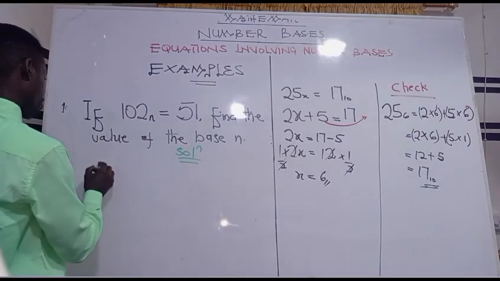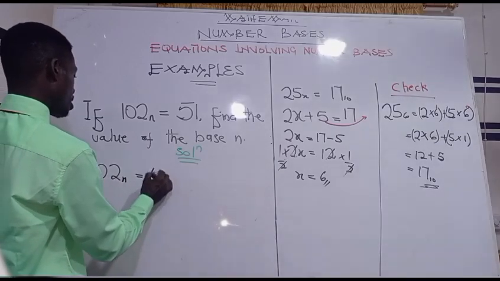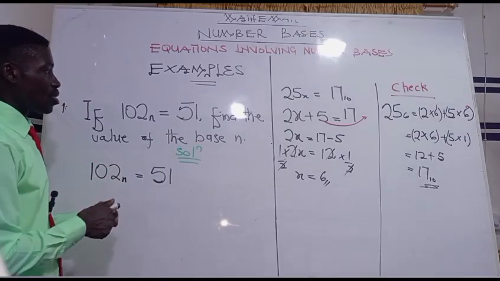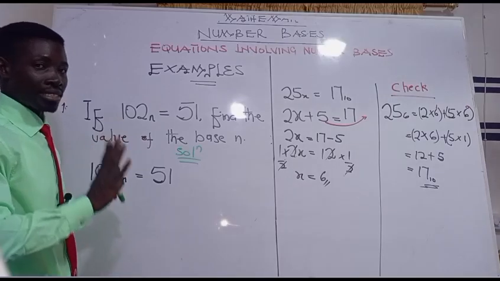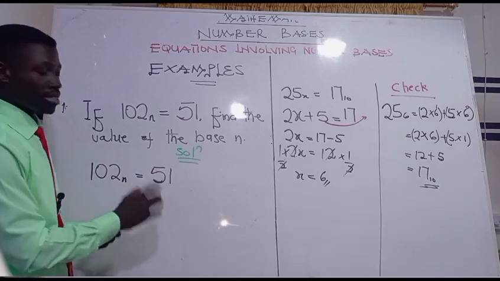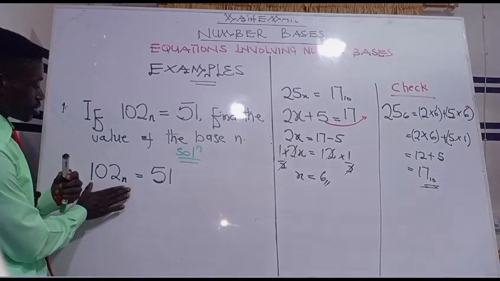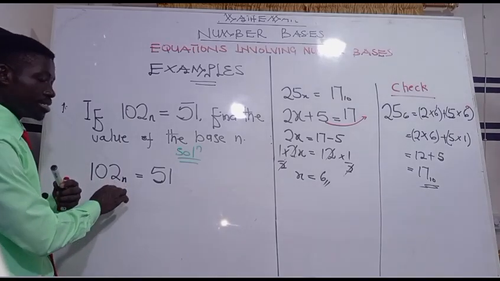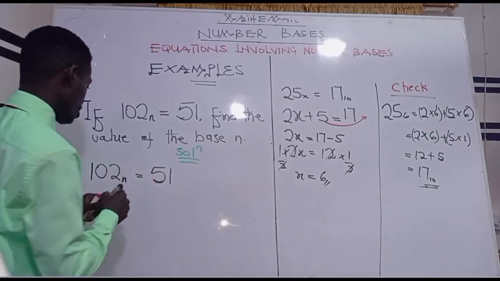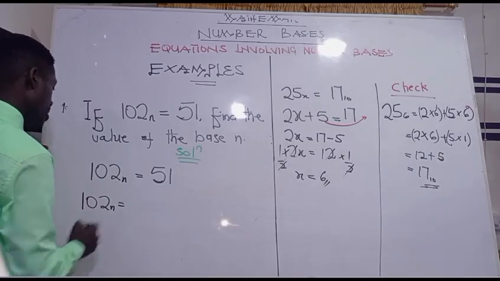So we have 102 base n is equal to 51 base 10. So as I said earlier on, when the number is written without any base assigned to it, it is being assumed that that number is written in base 10. So this number is in base 10. Good. So what we are going to do is convert 102 base n to a base 10 number and then solve for the value of the base n.